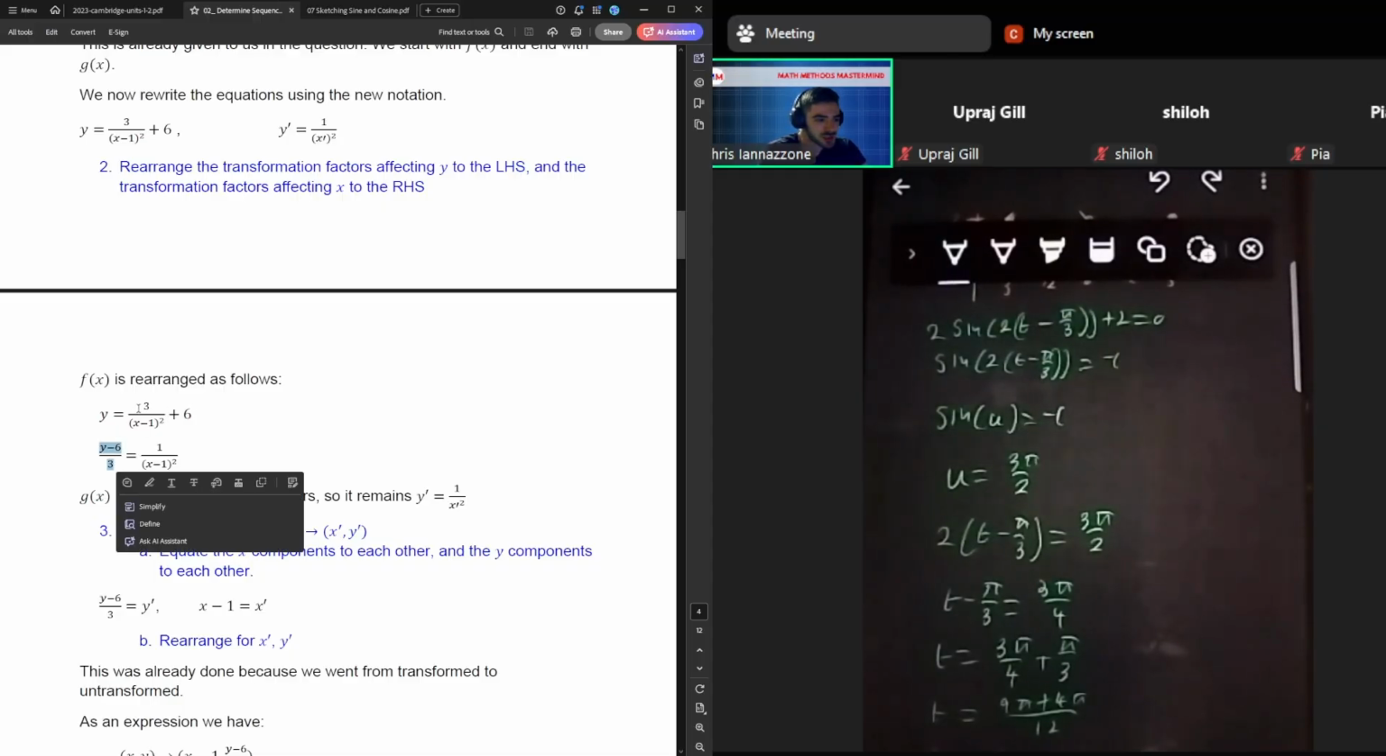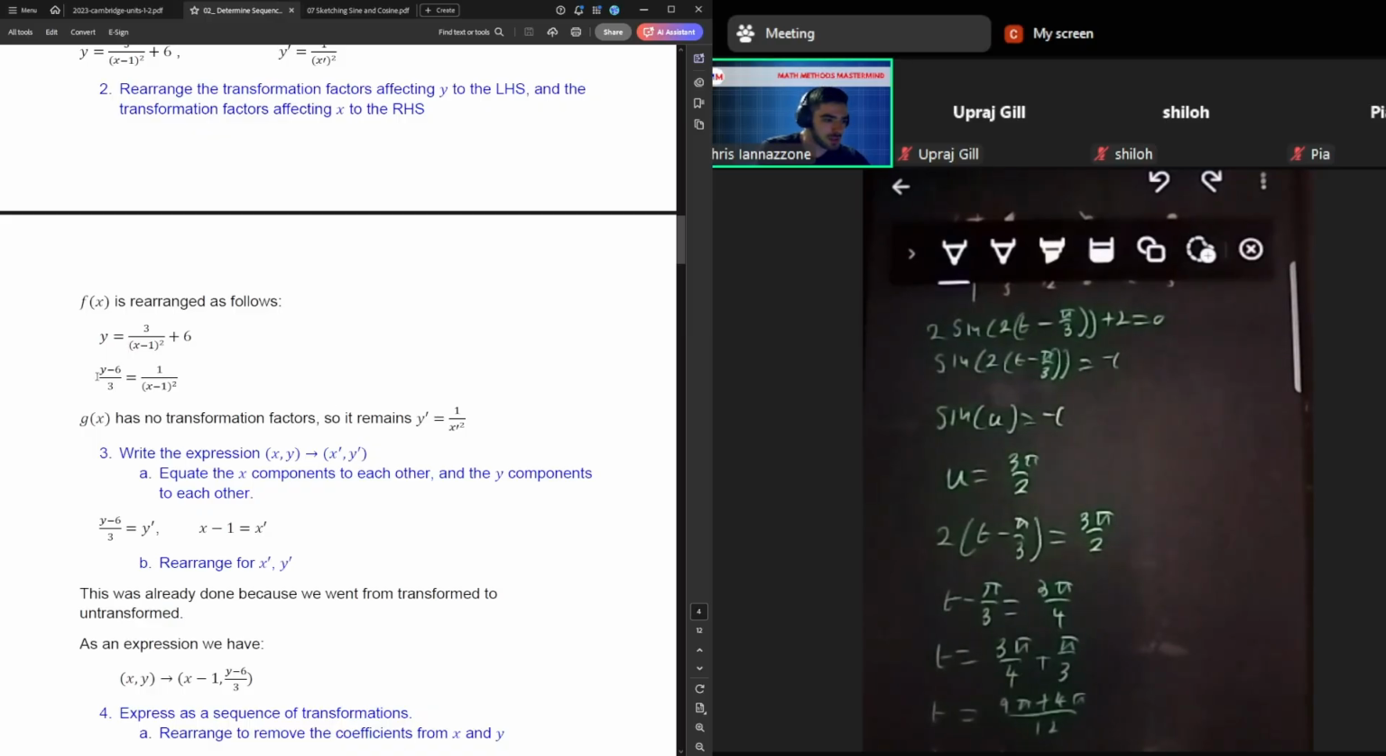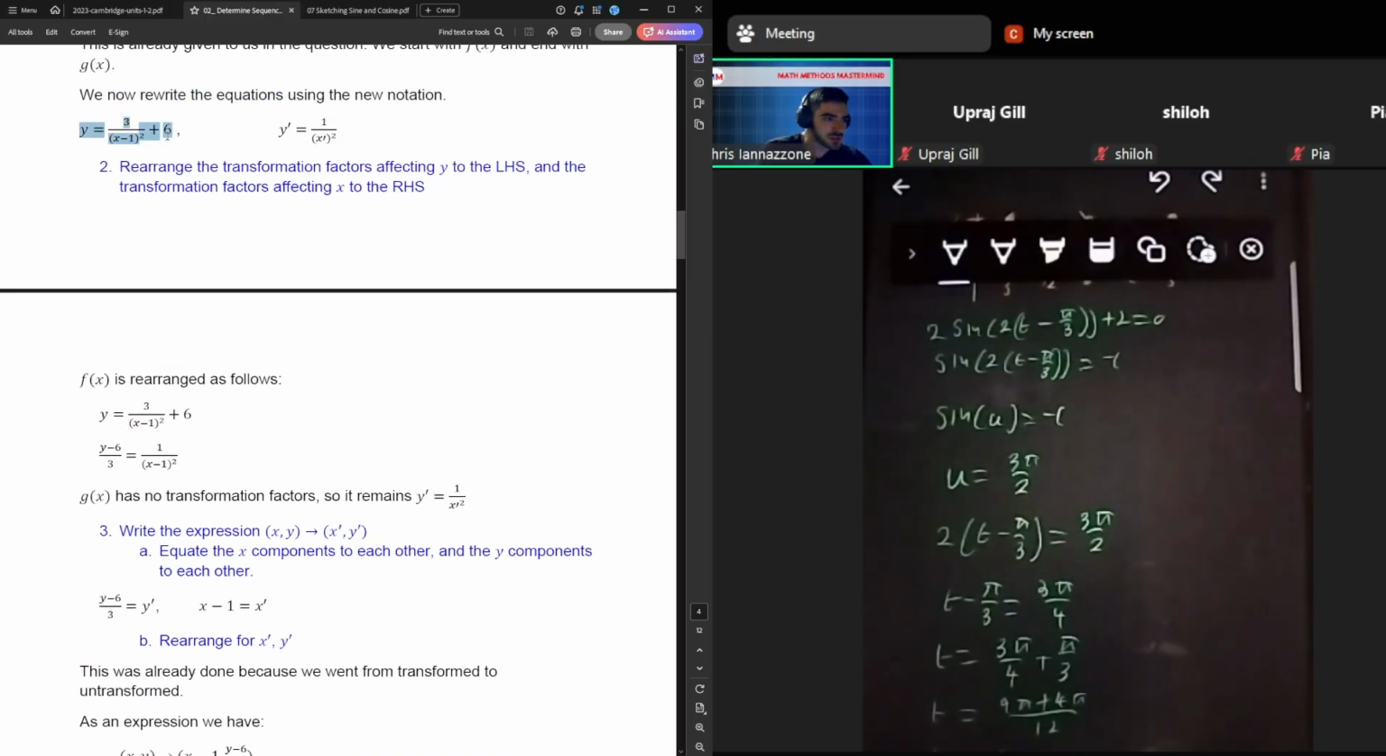Ideally, you would know what each of the transformations do just by looking at the terms, but while you're still learning it, that's a basic rule to follow. You will do that for both functions. So this one has transformations, you definitely want to rearrange that. This one just didn't happen to have any, but if it did have some y transformations, you would also put that to the other side as well.